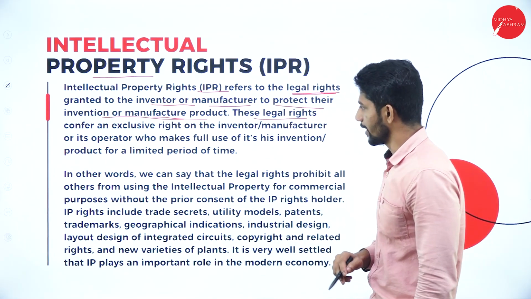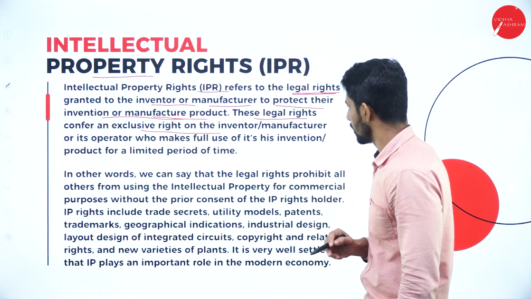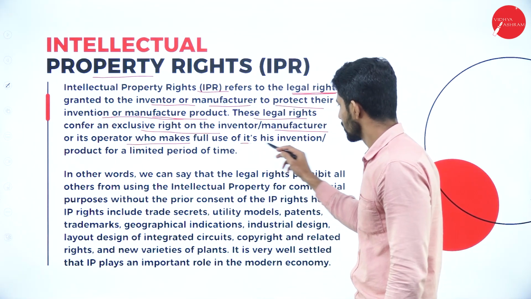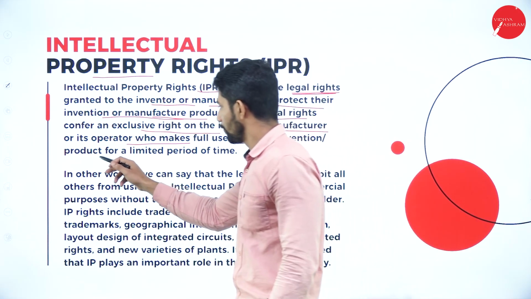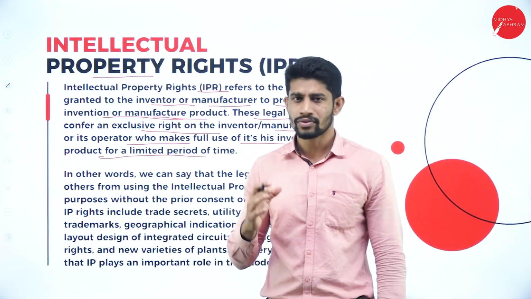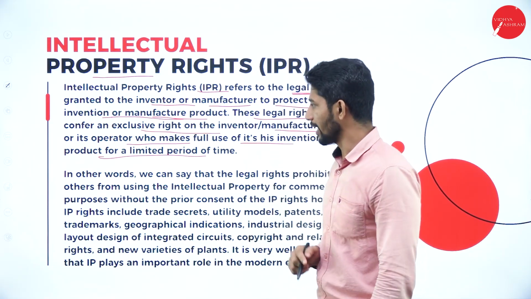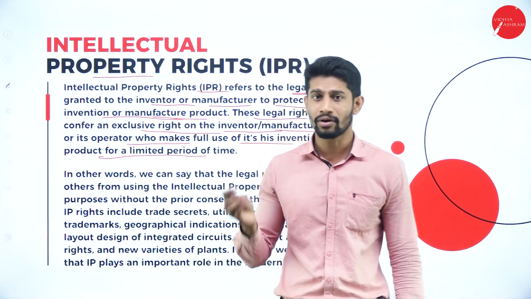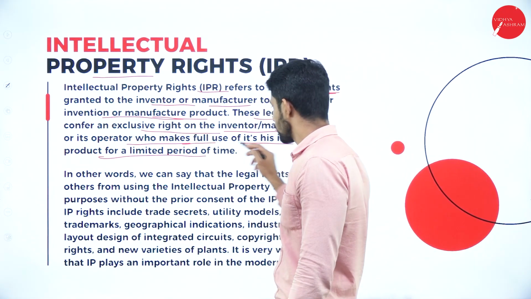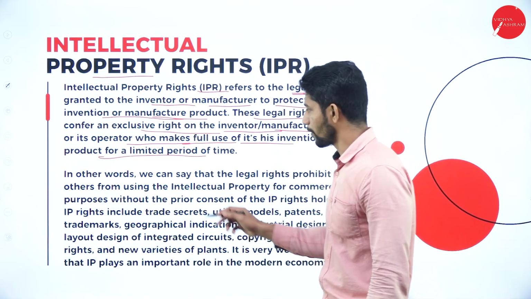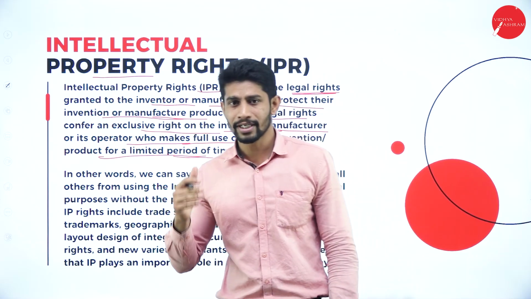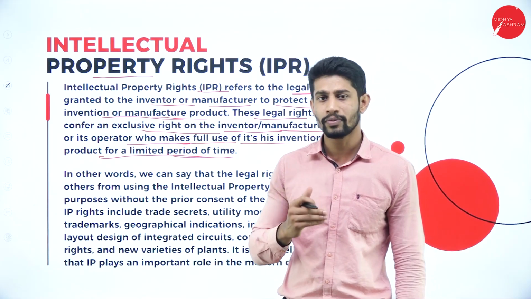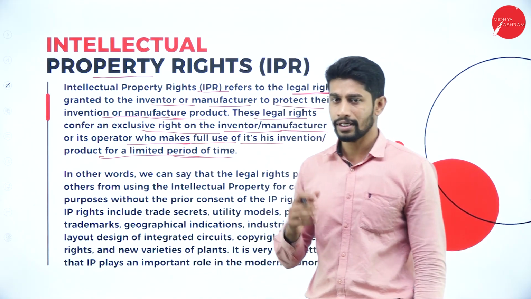And these legal rights confer an exclusive right on the inventor or the manufacturer or its operator, who makes full use of his invention or product for a limited period of time. So intellectual property rights give you exclusive rights as the inventor. It gives the exclusive right to the inventor or the manufacturer of the product, who makes full use of his invention or the product for a limited period of time. That means for a limited period of time, he can make full use of the product and he can be the boss on that particular product. No one can copy the features of that particular product.